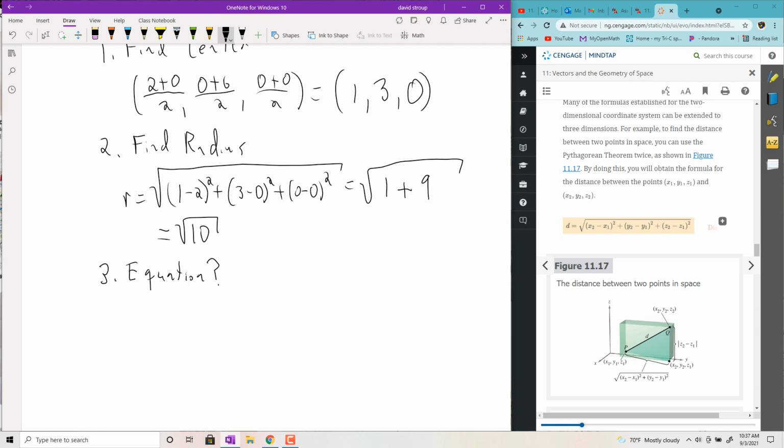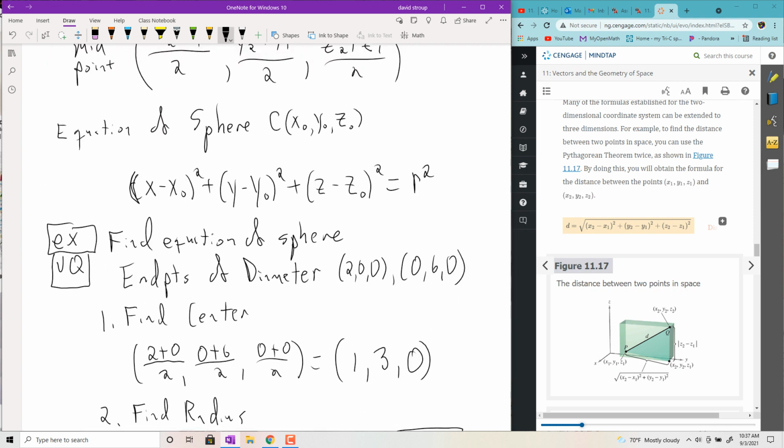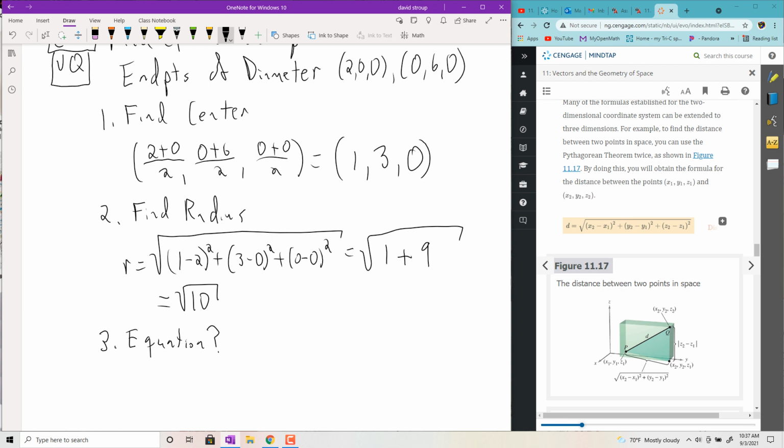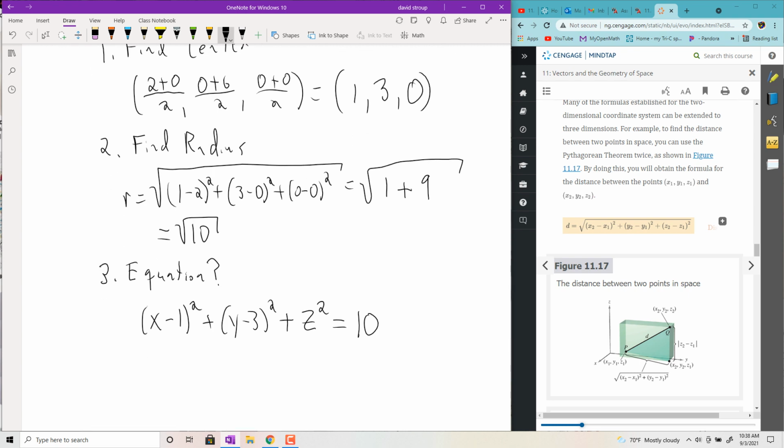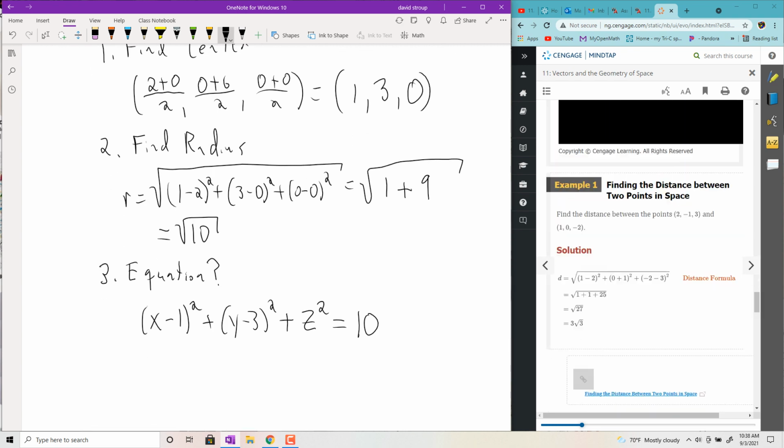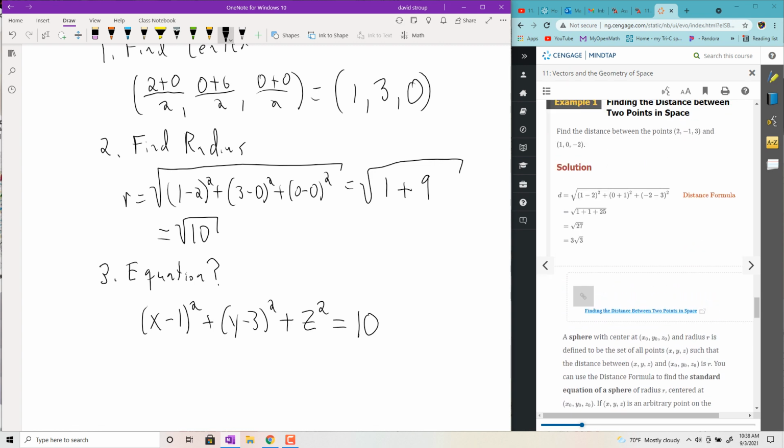And so we're just going to dump everything into our equation of a sphere from above. So I have then x minus 1 from the center squared plus y minus 3 squared plus z minus 0, which is just z squared, equals root 10 squared. Root 10 squared is 10. Okay, so no big deal really. Let's see if there's anything else.